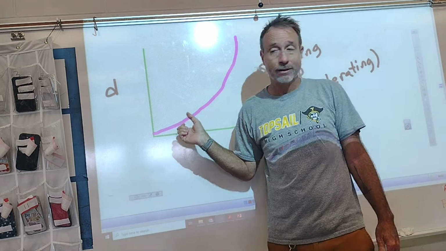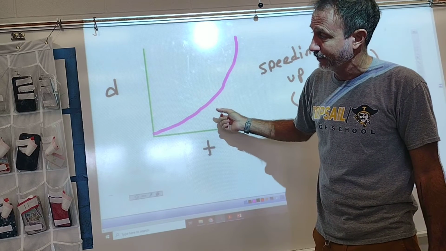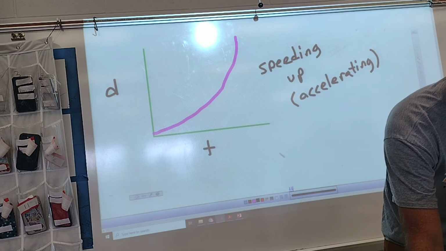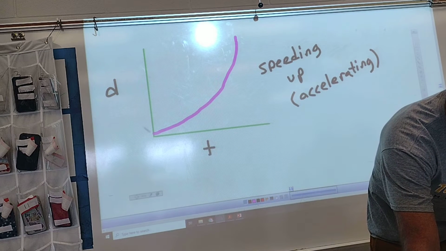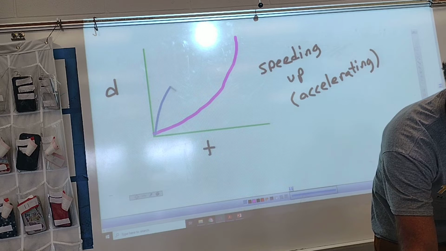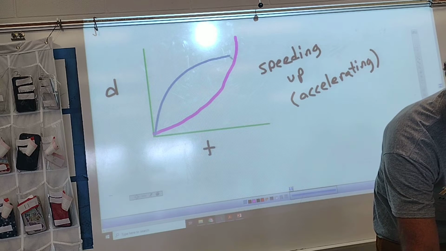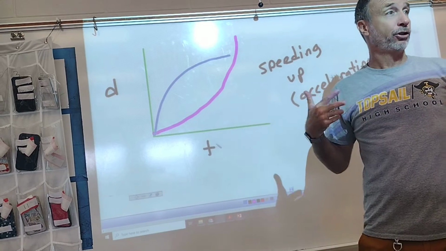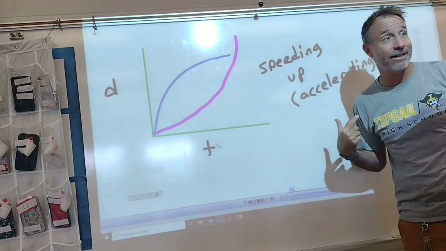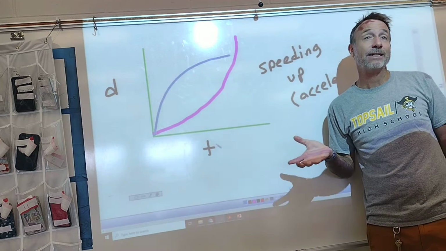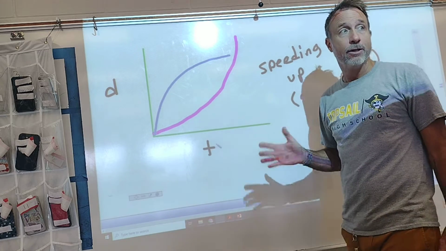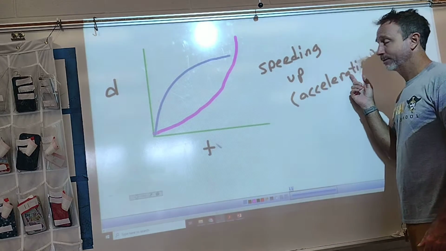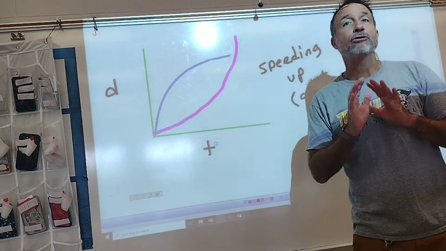These graphs right here, they look like this. This is an object that's going really fast at first, and then it slows down. This object is also accelerating. We like to use the term decelerating, right? You can say decelerating for slowing down, but really, the word accelerating only means change.